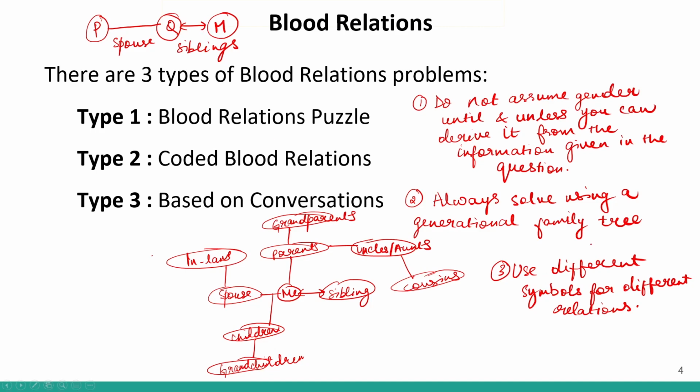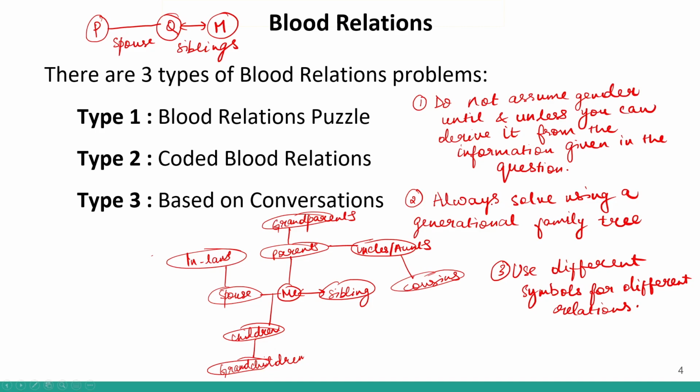So these 3 points you should remember. First, do not assume the gender. Second, always solve using a family tree. And third, use different symbols to avoid any sort of confusion while answering the question. Okay, so if this much information is clear, let us start with solving the questions.